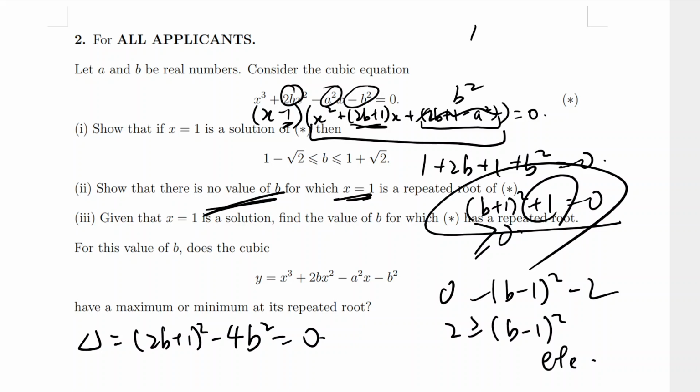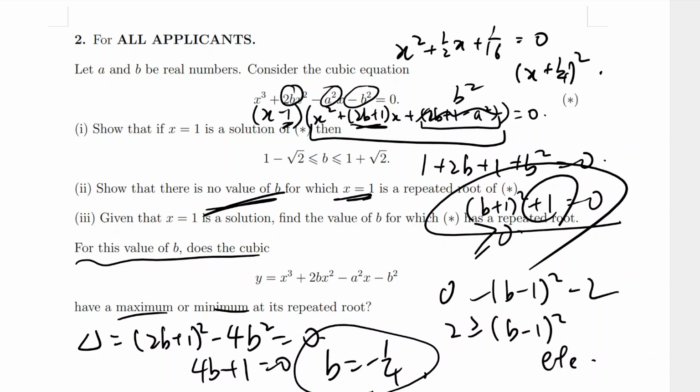And what now? So for this value of b, does the cubic have a maximum or minimum at its repeated root? Interesting question actually. So, firstly, what is the repeated root? Let's sub in b equals minus a quarter and see what actually is the repeated root. So this thing becomes x squared plus a half x plus 1 over 16 equals 0, and this becomes x plus a quarter squared. So minus a quarter is actually the root.